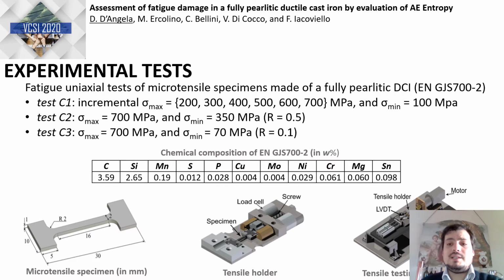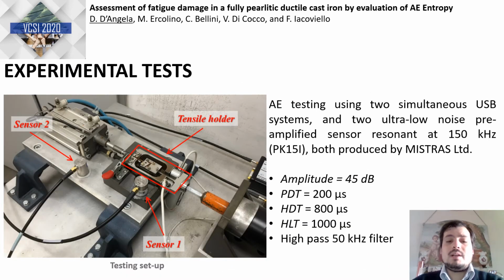The whole testing arrangement is presented in the next slide together with the sensors and the acoustic emission system. You can see two sensors were used. One sensor was located very close to the specimen, as you can see here, very close to the red square that is actually representing the tensile holder. Another sensor, sensor number 2, was located on the steel base of the tensile testing machine.